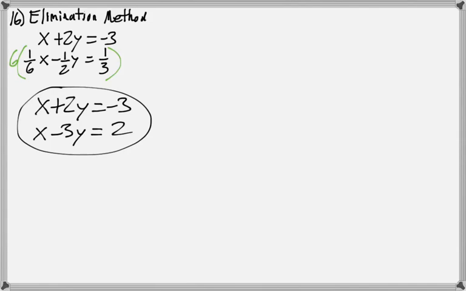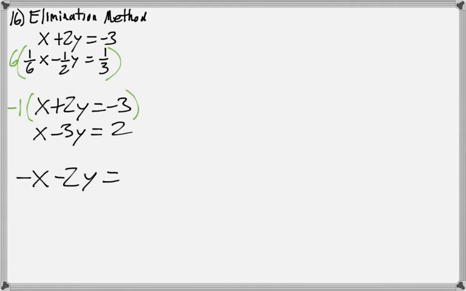And I'm going to choose to get rid of my x's. If I add them up as they are, they're not going to go away because an x plus an x is 2x. So I need to make one of them negative. And I'm going to choose to make the top one negative. But you could choose to make the bottom one negative. Okay, so this will be negative x minus 2y is equal to 3. This will be x minus 3y is equal to 2 because I'm not changing the bottom equation.